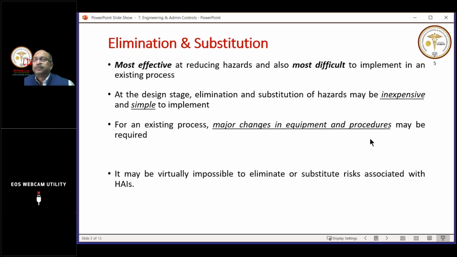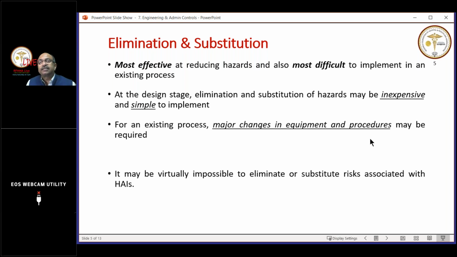So most effective are reducing hazards, and also most difficult to implement in an existing process. Because when you want to reduce the hazards by elimination or by substitution, then you need to find an alternative. Either an alternative technology or alternative means or an alternative material, and therefore this can become very tricky and very difficult, because many times there may be simply no other alternatives.